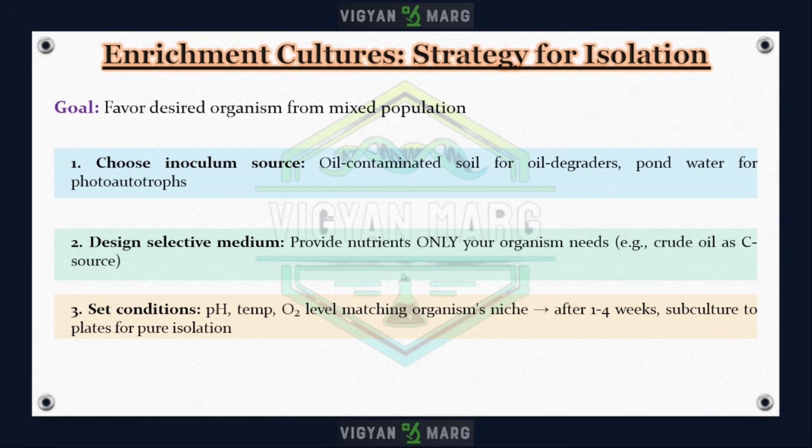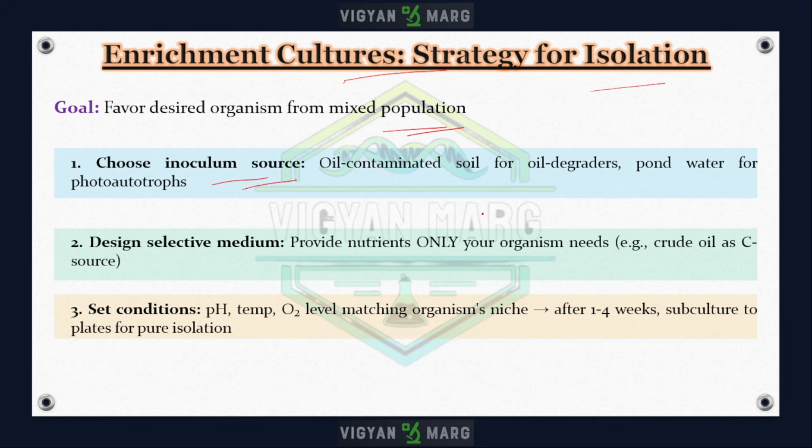And another is an enrichment culture. Okay, strategy for isolation. An enrichment culture is a clever strategy for isolating a desired organism from a mixed population by designing conditions under which that organism has a competitive advantage. And for that we have to choose the appropriate inoculum source in that case.